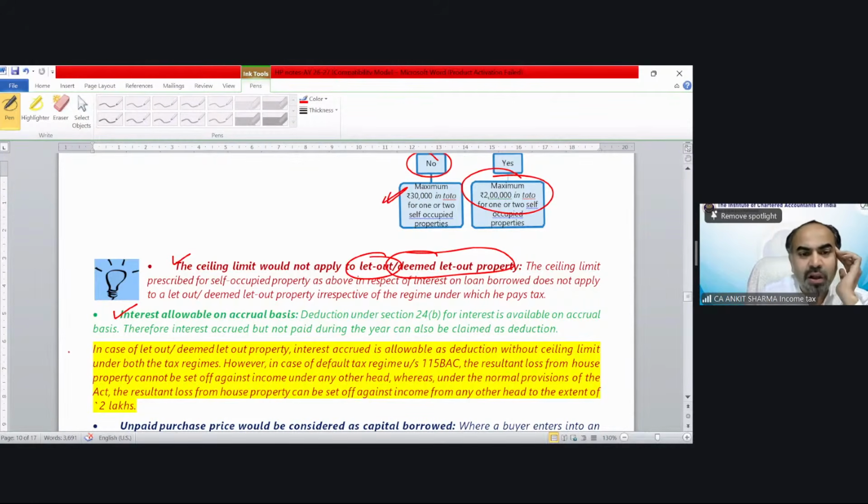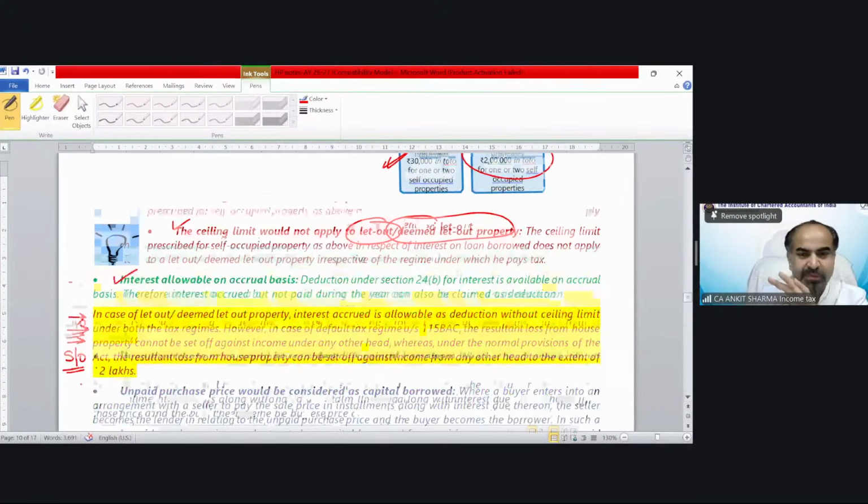This is regarding the loss treatment. Whatever house property losses there are, you cannot set them off under the default tax regime against any other head of income. But in case of the optional tax regime, you can set it off maximum up to 2 lakh. But this is going to be discussed in detail in the set off chapter, so you can skip it.